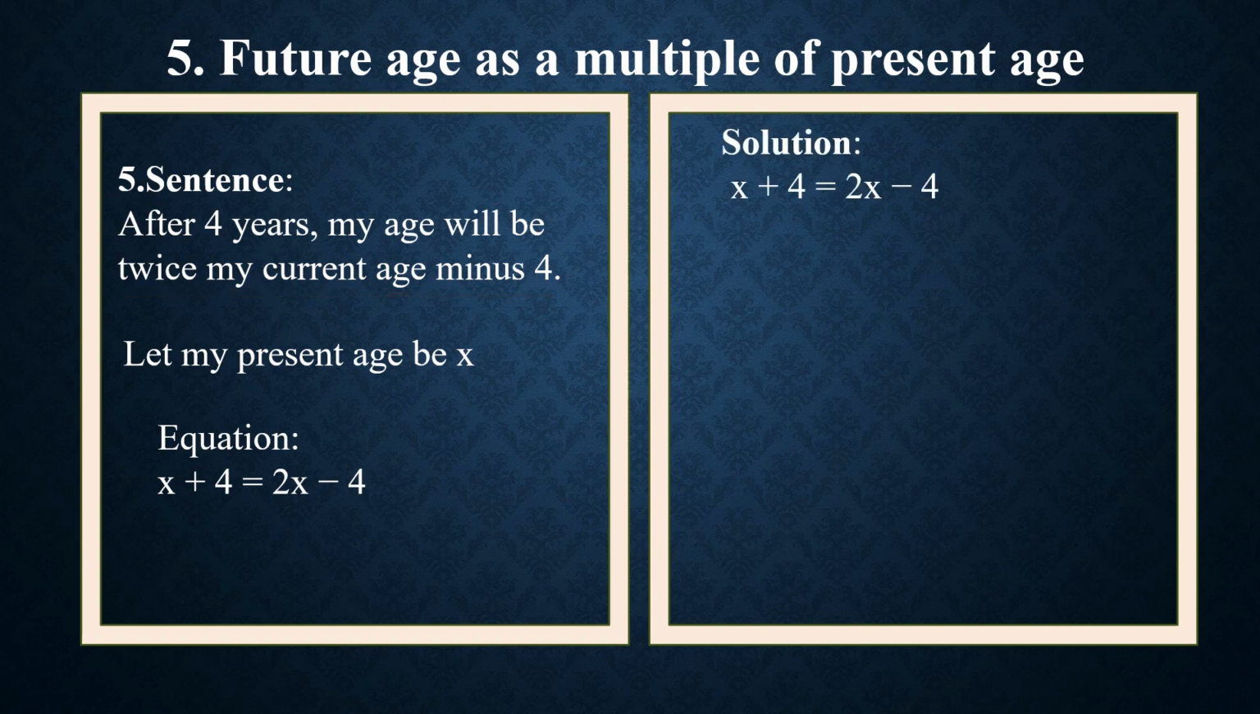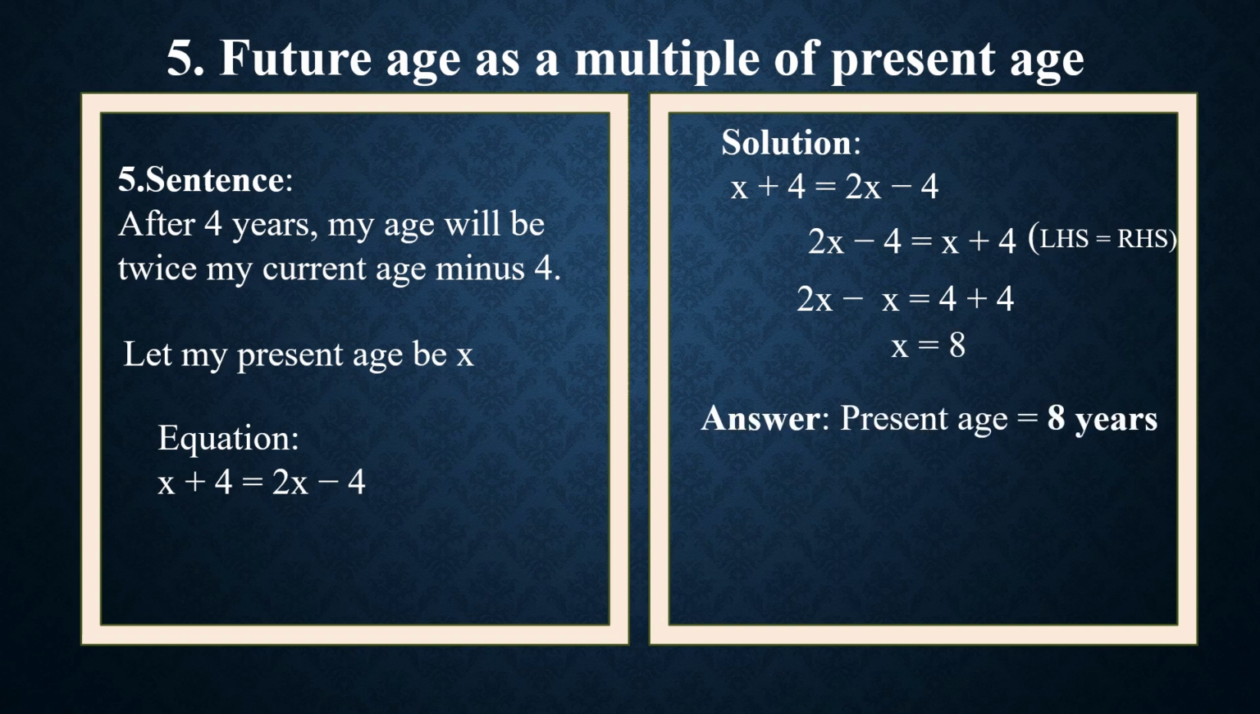So x plus 4 is equal to 2x minus 4. Coefficient of 2x is 2 and x is 1. So I am going to change the sides. Left hand side is equal to right hand side. And now use the method of transposition. So we get here x is equal to 8. Present age is 8 years.